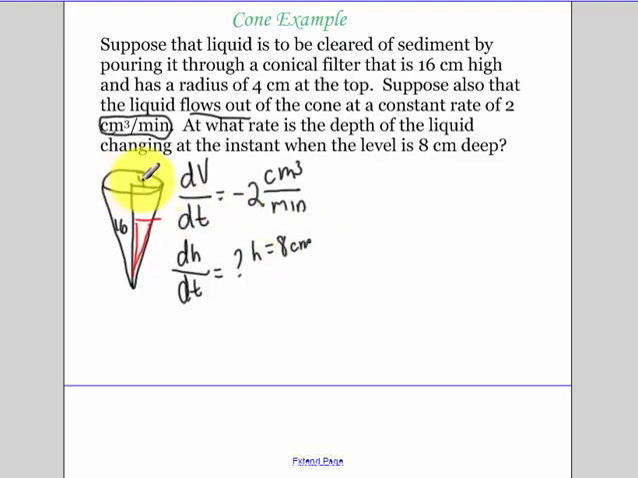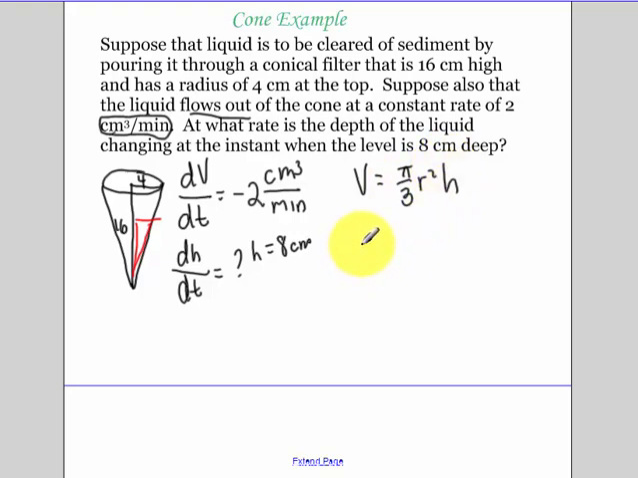Notice how these pieces are all stationary. 16 and 4, the cone is always 16 high, 4 for our radius. Those are not changing, but the height and the volume are both changing. I'm looking for something when our height is equal to 8 centimeters. So we have our formula for volume of a cone. And since you guys are all good geometry students, you remember what that is.